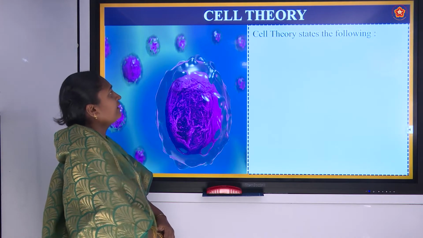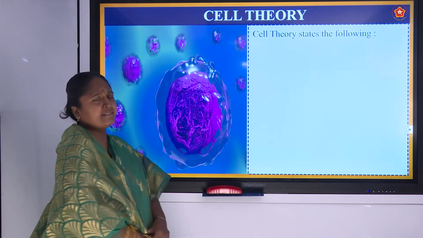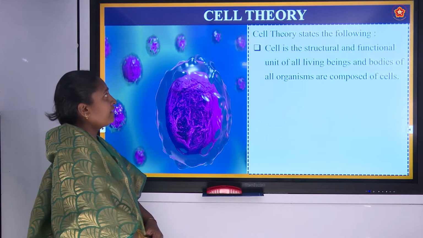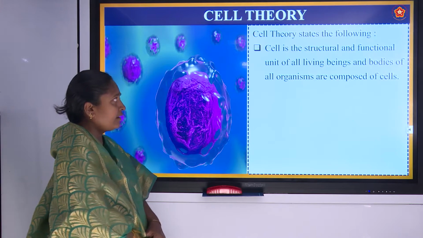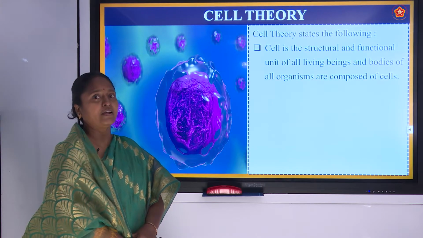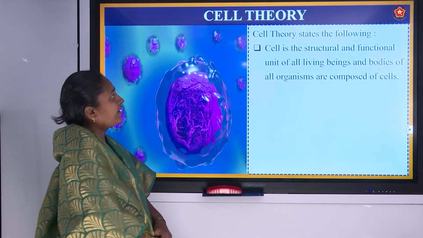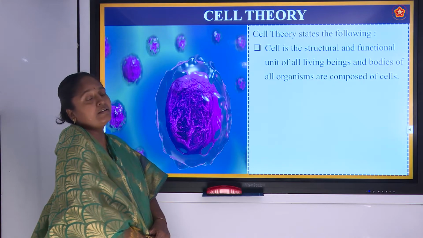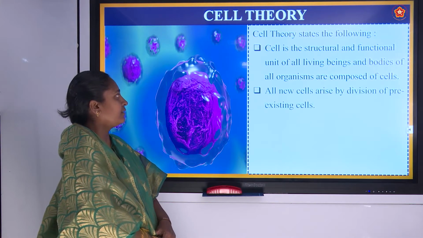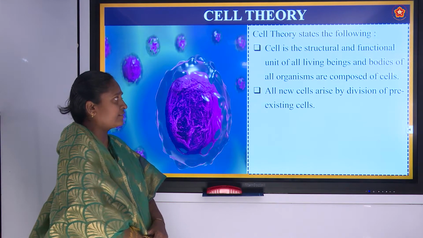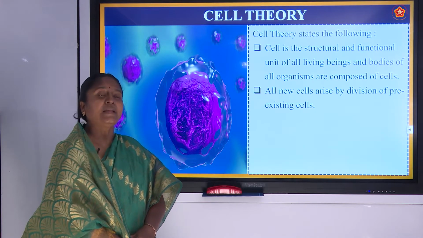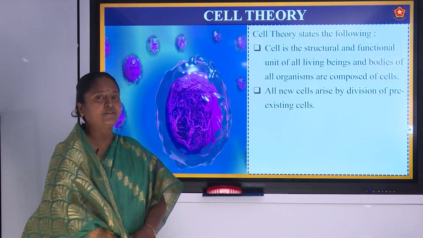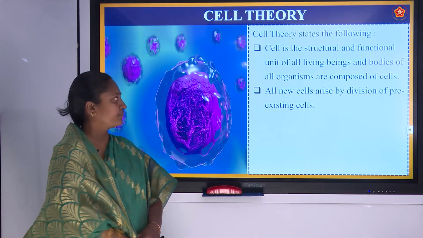What is cell theory telling? Cell theory states three important points. The first point is that the cell is a structural and functional unit of living organisms, and it is present in all organisms; all organisms are composed of cells. Second, all new cells arise from division of pre-existing cells. We cannot create a cell from inanimate things.